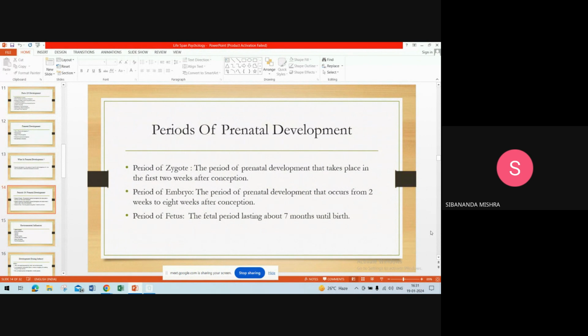The next stage is the period of fetus. The fetal period lasts about 7 months, from 2 months after conception until birth in a typical pregnancy. At this stage, the embryo is developed enough to be called a fetus, and growth and development continue their dramatic course during this time.